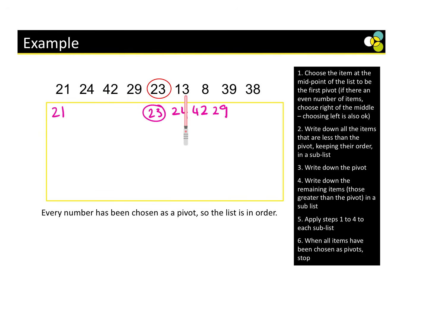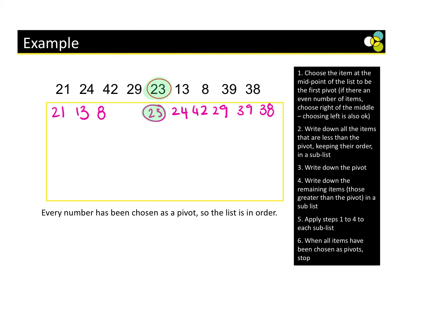Okay, is 13 less than the pivot? Yes, so 13 would go here. Is 8 less than the pivot? Yes, so 8 would go here. Okay, I highly suggest you highlight your pivot. 39 is not less than the pivot, and neither is 38. So we can see we haven't kept the order. We've kept the order of the place, but you can see it's slightly swapped, okay?